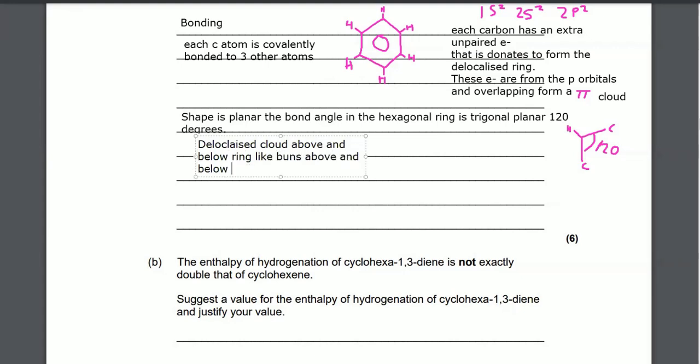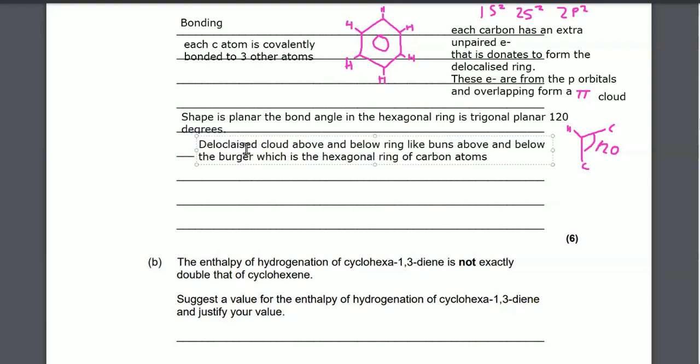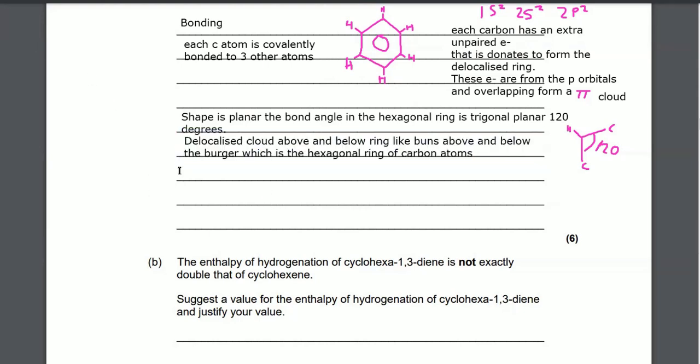The delocalized ring, which is inside that hexagonal ring, is actually spread above and below the ring, a little bit like the buns on a burger. If you imagine the hexagonal ring is the meat in a burger, and then the bun at the bottom and top is the delocalized cloud poking up and down below. And that's formed because of all the overlapping p orbitals.